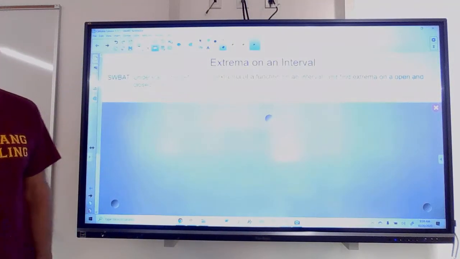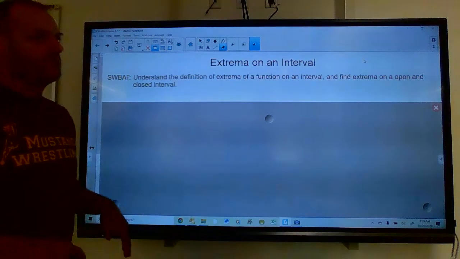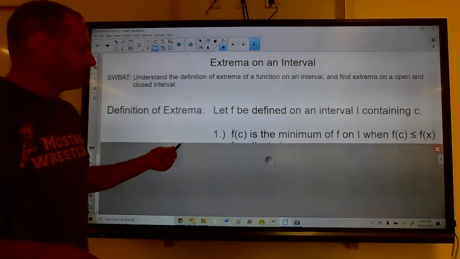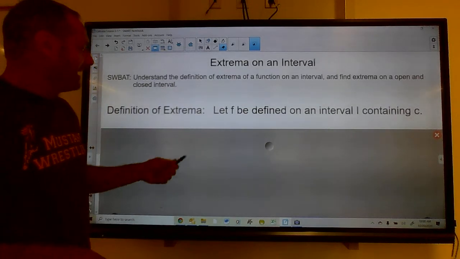Today we're going to talk about extrema on an interval. So extrema are maximums and minimums. Okay, so there's multiple different kinds too. We'll talk about those. Here's the definition.